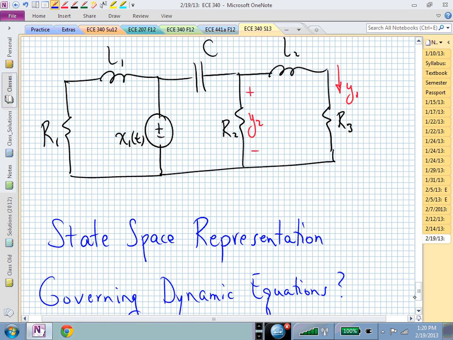I need to find my governing dynamic equations. But what I would like to suggest is you already can start to predict what you should be seeing or what you should be doing. And the first thing you might do is you might say, well, how many state equations do I expect to have? And how do you figure that out? Or how many state variables are you going to have?